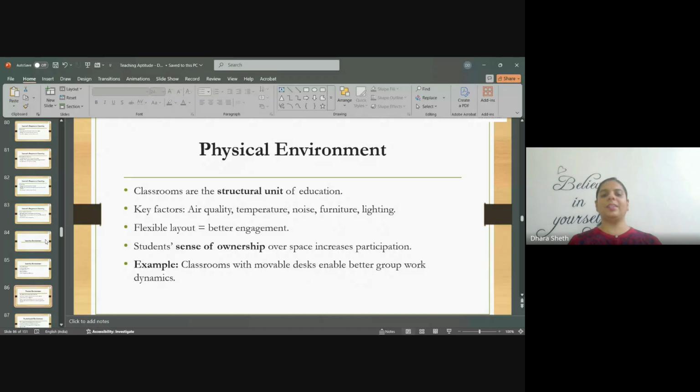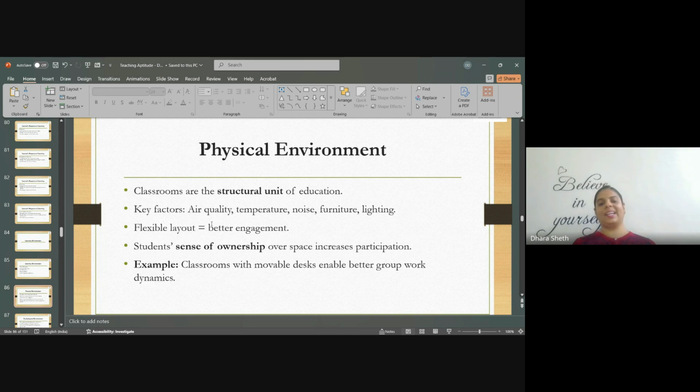Physical environment, classrooms, air quality, temperature, noise. If there's noise from outside coming, the entire class would be distracted. If the light is blinking or if there's darkness, students are not able to take notes. If there's no fan, that's air quality. We have hot summers in India. So if the fan's not working, there's no electricity, the attention of students would be very less as compared to if the fans were working.